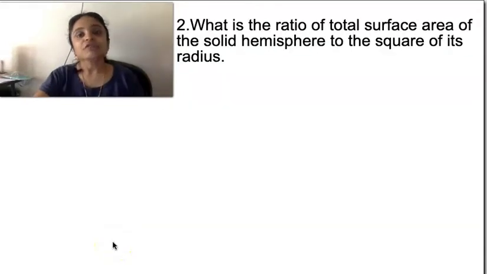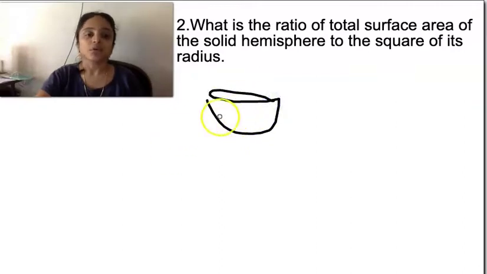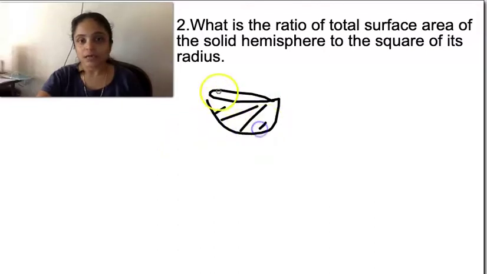What is the ratio of total surface area of a solid hemisphere to the square of its radius? Okay. What is total surface area of a hemisphere? Let us draw it like this. So area of this part plus area of this circle part, right? And what is it equal to? It is 3 pi r square.